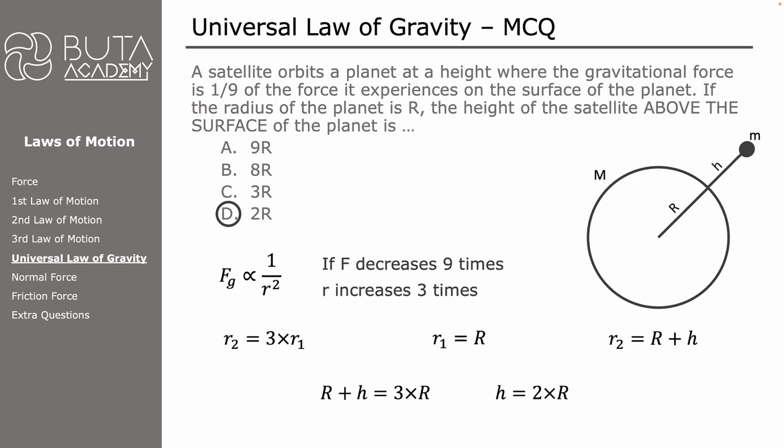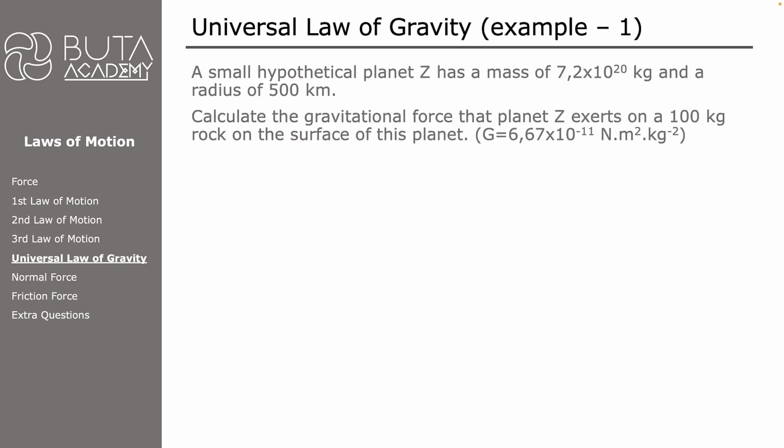Let's see some more examples. We are asked to calculate the gravitational force applied on a 100 kg object by a hypothetical planet Z. Mass of the planet is 7.2 times 10 power 20 kilograms, and the radius of the planet is 500 kilometers.